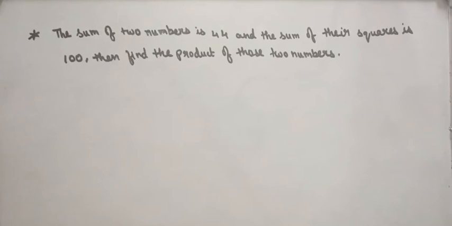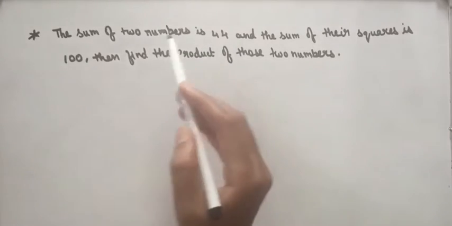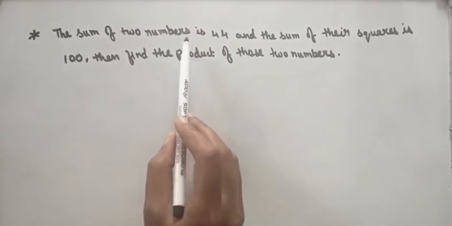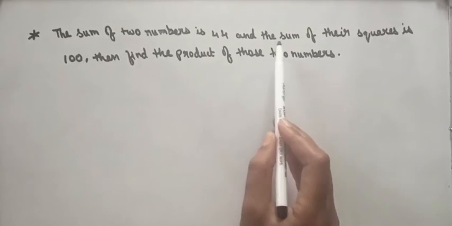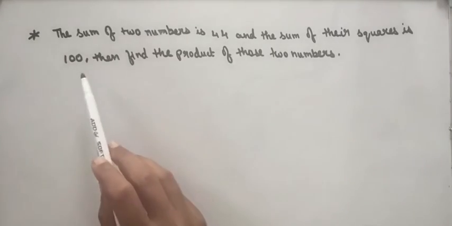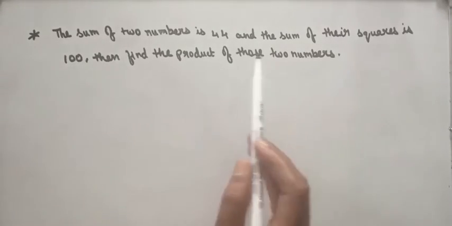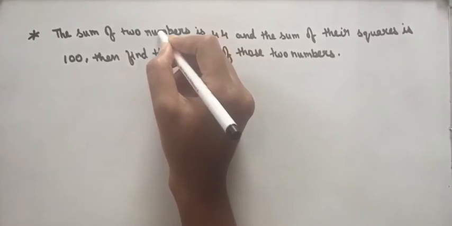And in this video, we are going to discuss some shortcuts related to competitive exams. Alright, so let's look at the first one here. The sum of two numbers is 44 and the sum of their squares is 100. Then find the product of those two numbers.